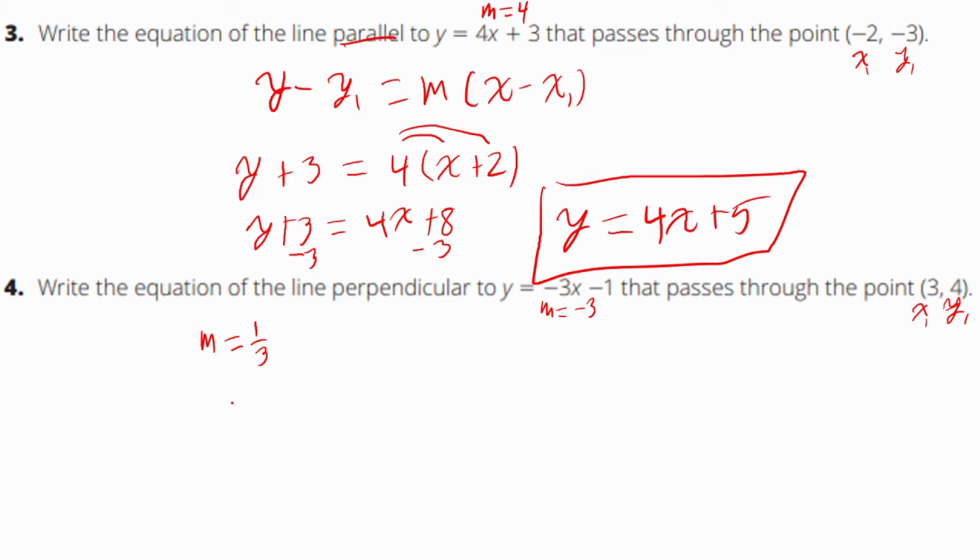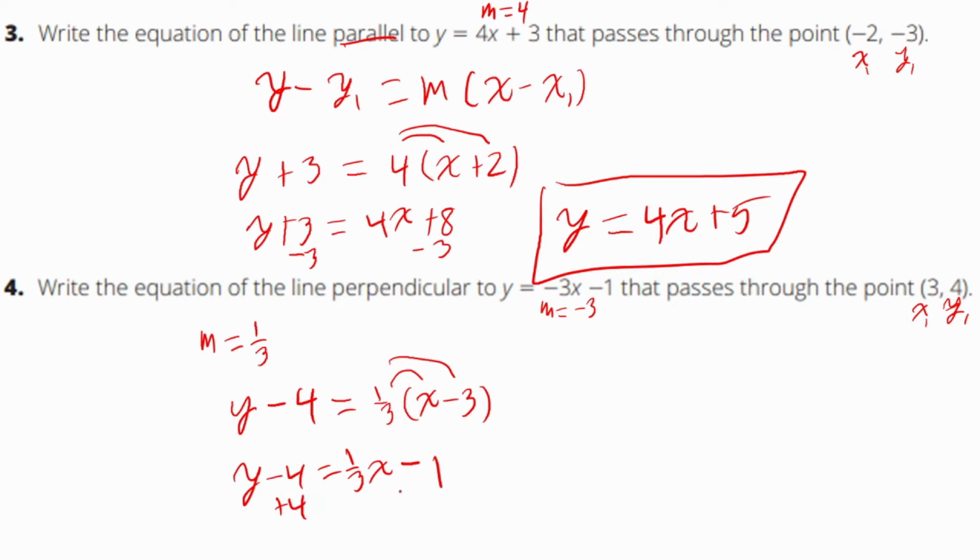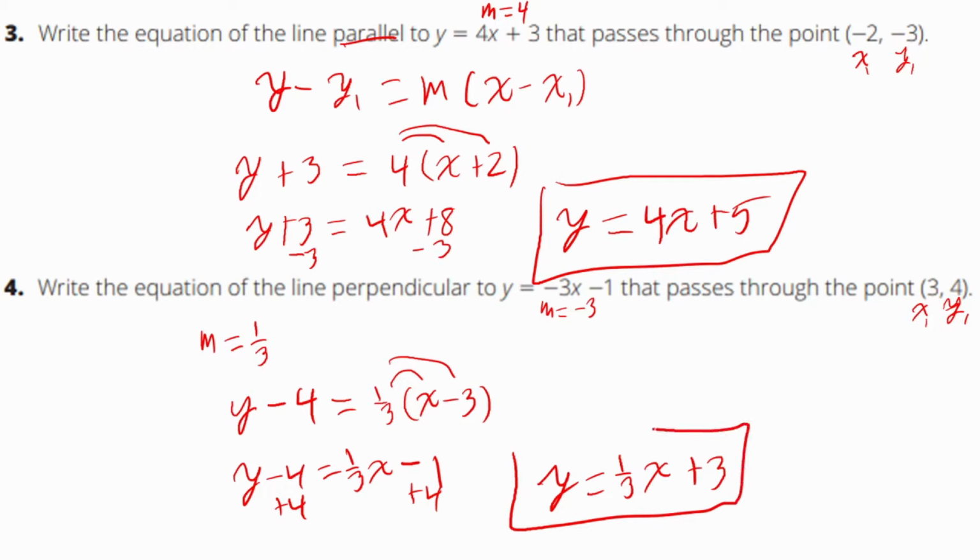So when we plug this in, we get y minus 4 equals 1/3, sorry, mixed that up, y minus 4, and then x minus 3. We multiply this out. We get y minus 4 equals 1/3 x minus 1. Add 4 both sides, and we get y equals 1/3 x plus 3 as my equation. And that line will be perpendicular to the line given, and it will go through 0, 3.